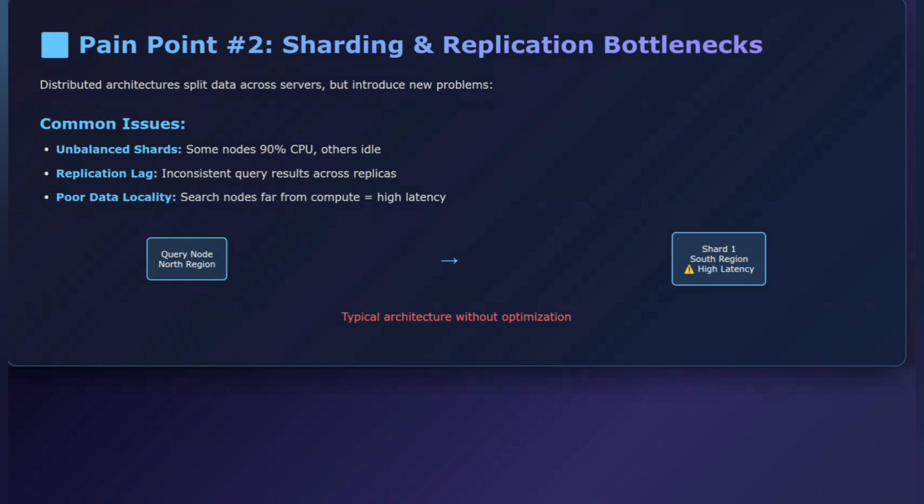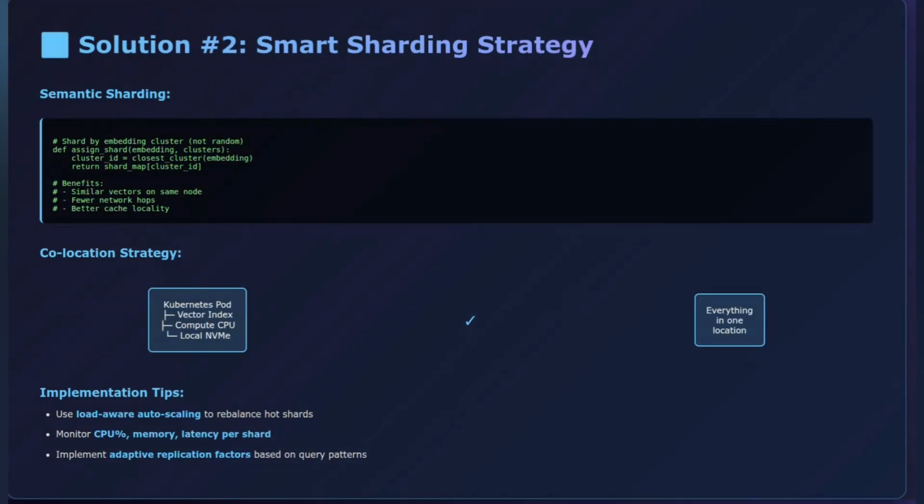Poor locality leads to more network hops. More hops means higher latency. Higher latency means timeout. Timeout means retry. Retry means even more load on the network. It's a death spiral. The fix is actually elegant, smart sharding strategy.